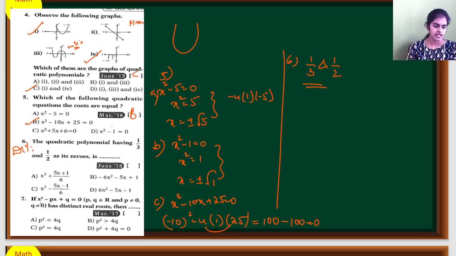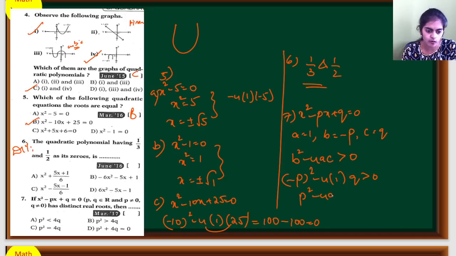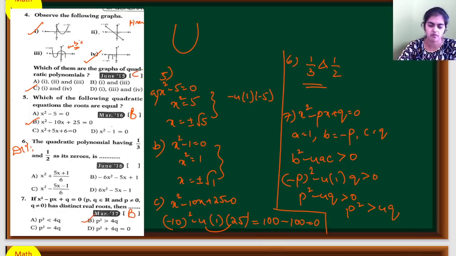Now question 7. x square minus px plus q equal to 0 has distinct roots. Here a is 1, the x square coefficient, b is the x coefficient, c is the constant. Roots are distinct, which means b square minus 4ac is greater than 0. So b square is minus p whole square minus 4 into a into c is greater than 0, or p square minus 4q will be greater than 0. Or I can write p square is greater than 4q. So option B is correct.